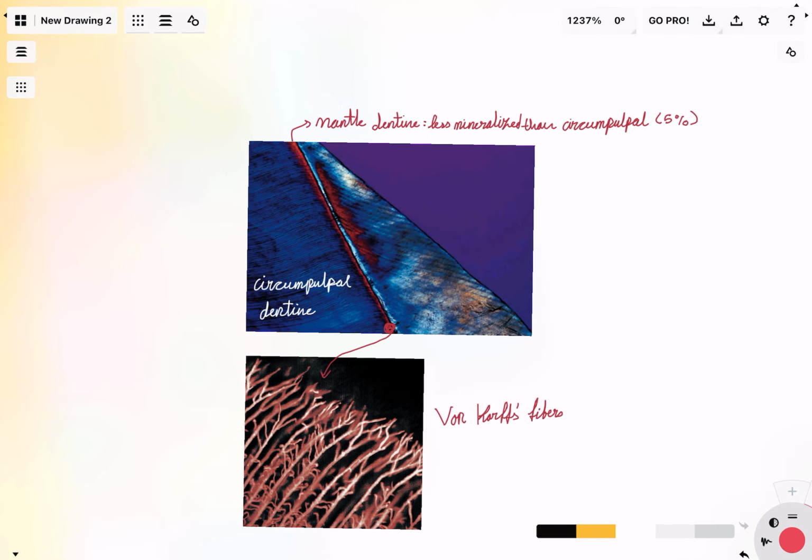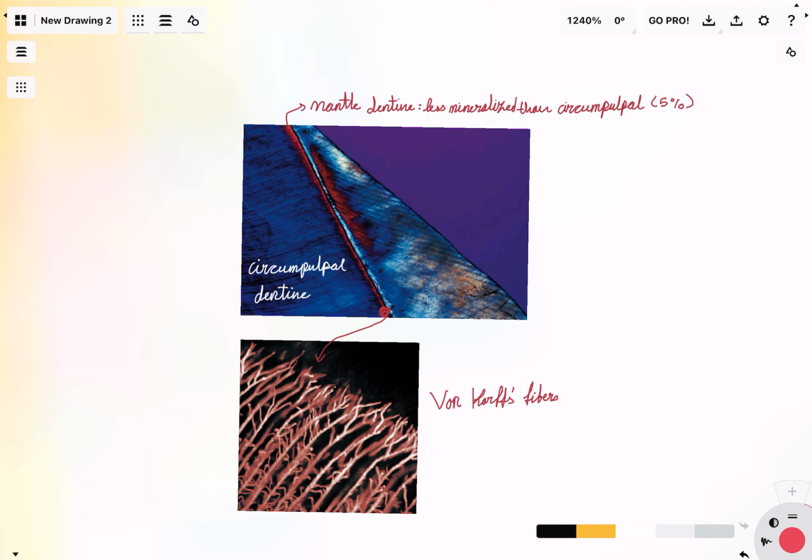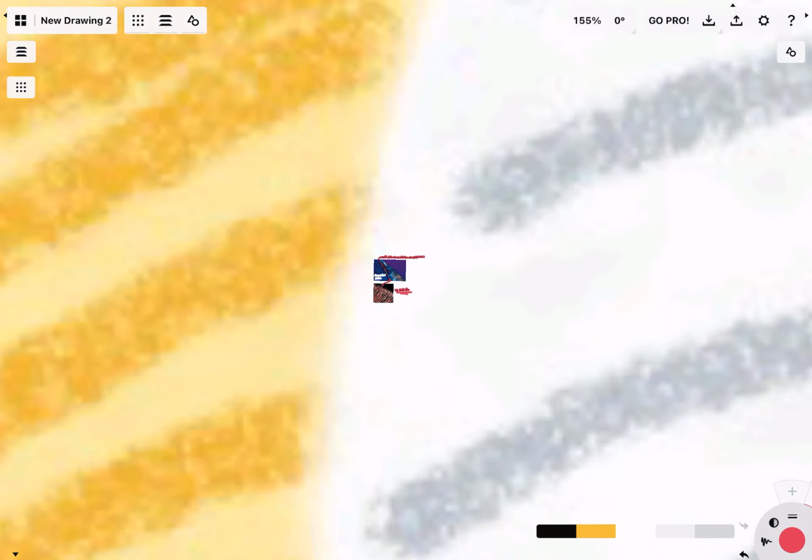Mantle dentine represents the outermost layer of dentine, which is the first layer to form in the crown. It's characterized by von Korff's fibers.